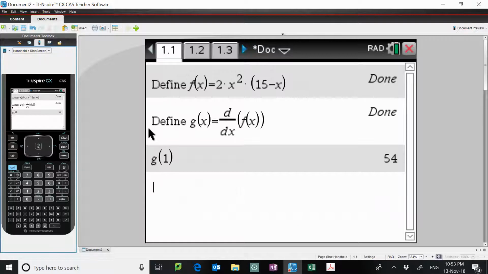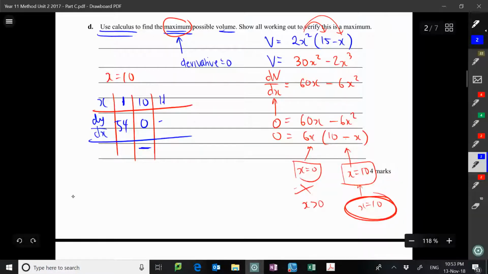So I now know this is 54. And I know where g of 11. So I'm subbing 11 into the derivative. It's negative 66. So what that tells me is a positive gradient, negative gradient. Clearly, it's a local max because it's positive, negative. So remember with a local max, 0, this side has to be a positive, and on the right-hand side has to be a negative, and it's true. It's positive, negative, and 0. So hence local max.